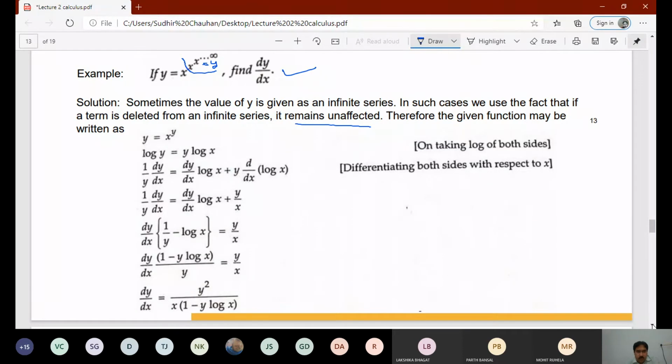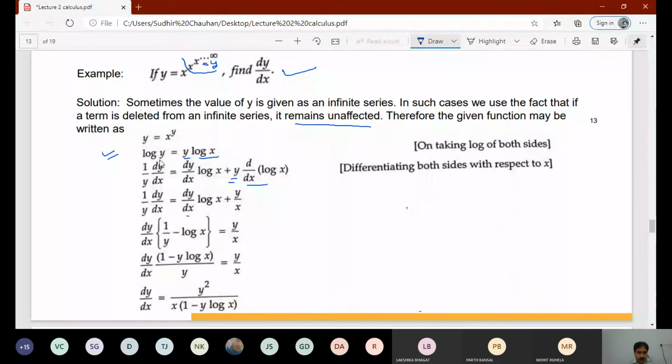Now in this type of question, we have to take log on both the sides. So taking log on both the sides, we get log y is equal to y log x, and then we can differentiate with respect to x on both the sides. So differentiating, we get 1 upon y dy by dx is, now here y is a function of x and log x is a function of x. So we'll apply the product rule. It is dy by dx into log x plus y will remain the same, and now here we write the differential of log x. So differential of log x is 1 by x.